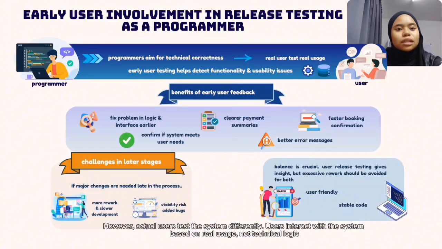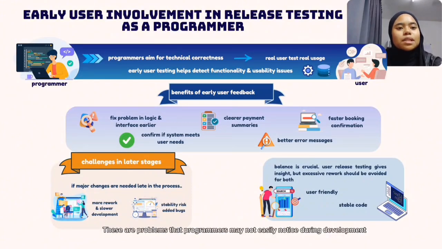However, actual users test the system differently. Users interact with the system based on real usage, not technical logic. For example, users may point out issues such as a booking process that is too complicated or unclear, or a difficult search function. These are problems that programmers may not easily notice during development.